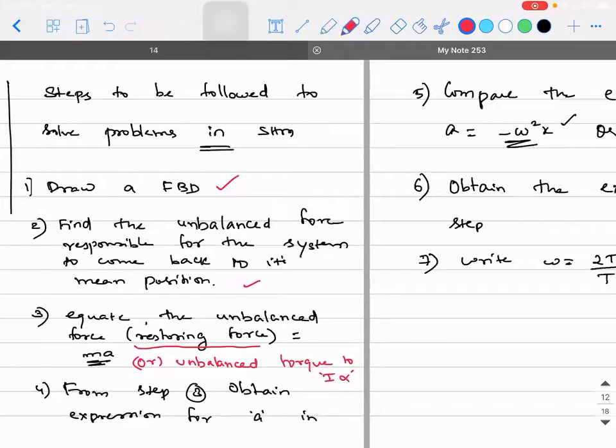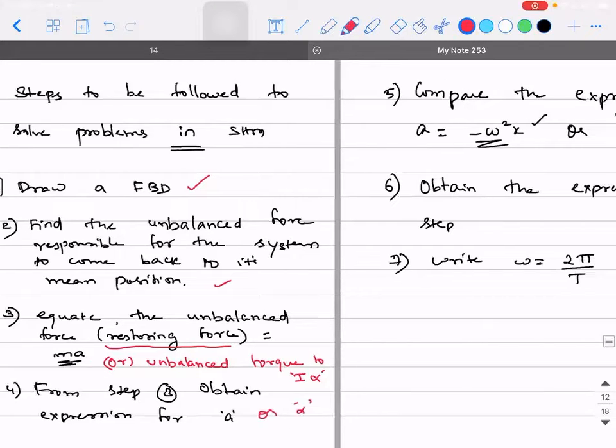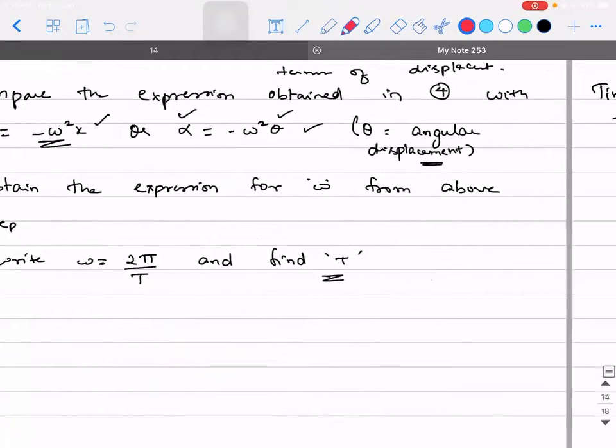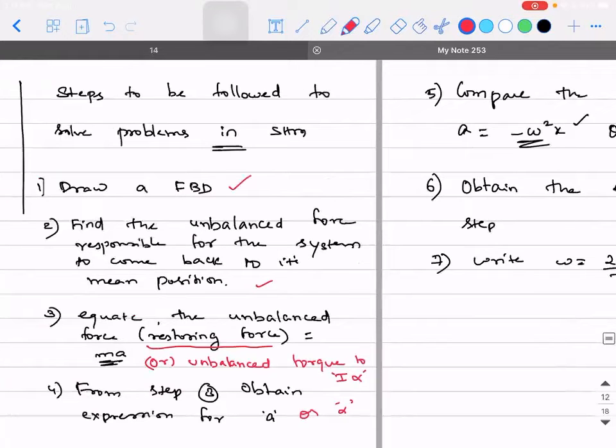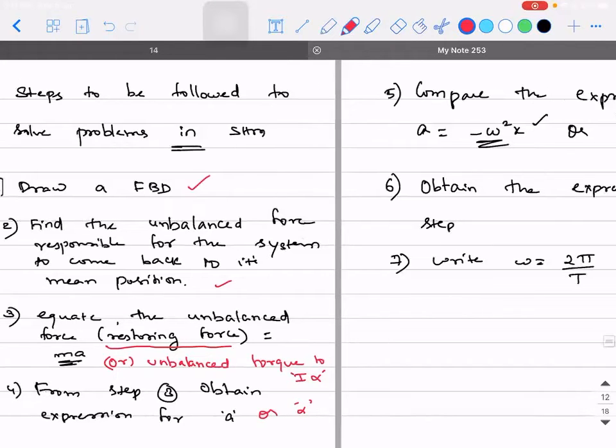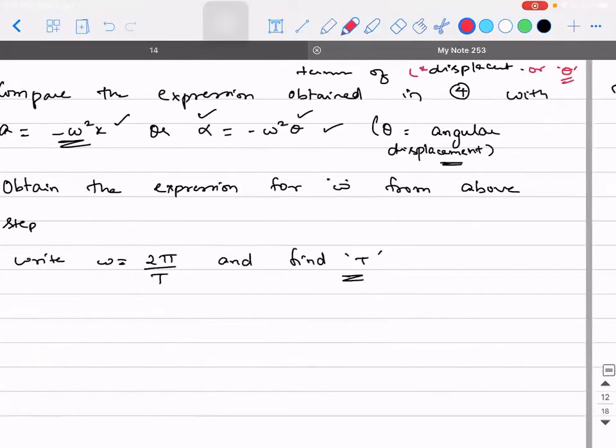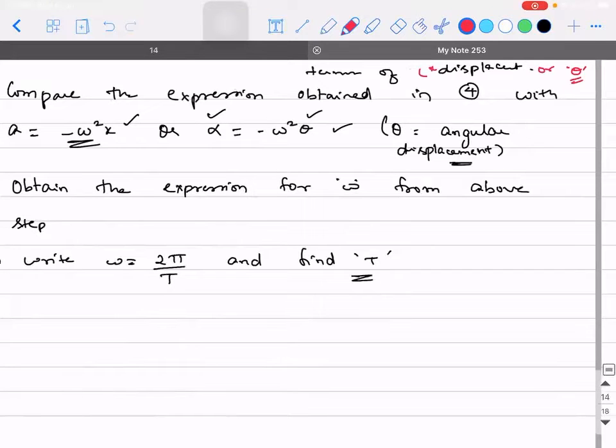From step 3, obtain the expression for a, or alpha, in terms of displacement or theta. Please make note: when I say displacement, it is in terms of x, and when I say in terms of theta, it is in terms of angular displacement. So I'm repeating the step. Please add this point: from step number 3, obtain the expression for acceleration or angular acceleration in terms of displacement or angular displacement.